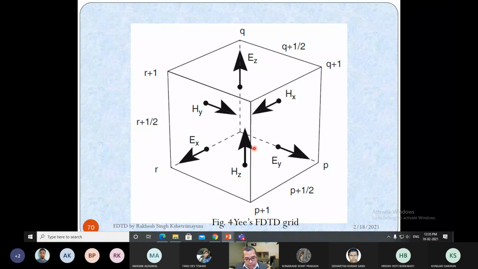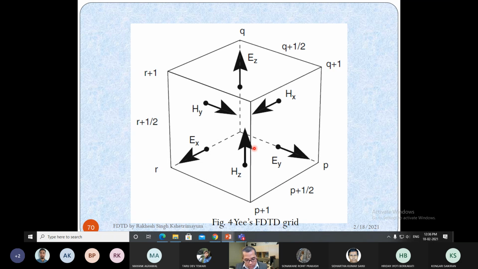So this is the master diagram for the 3D FDTD. We have already discussed the master diagram for 1D FDTD. It was for the leapfrog manner. Then we discussed the 2D FDTD, where the electric field was at the center and the magnetic field was circulating the electric field. And similarly, this is the master diagram for the 3D FDTD. This is called the Yee FDTD grid.